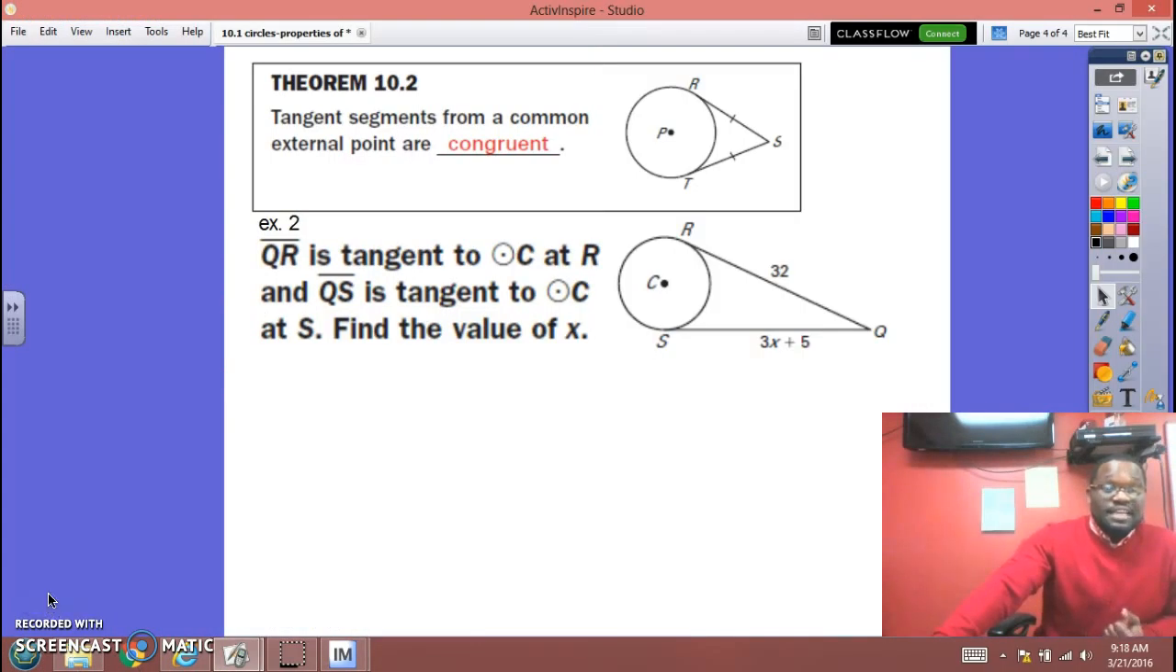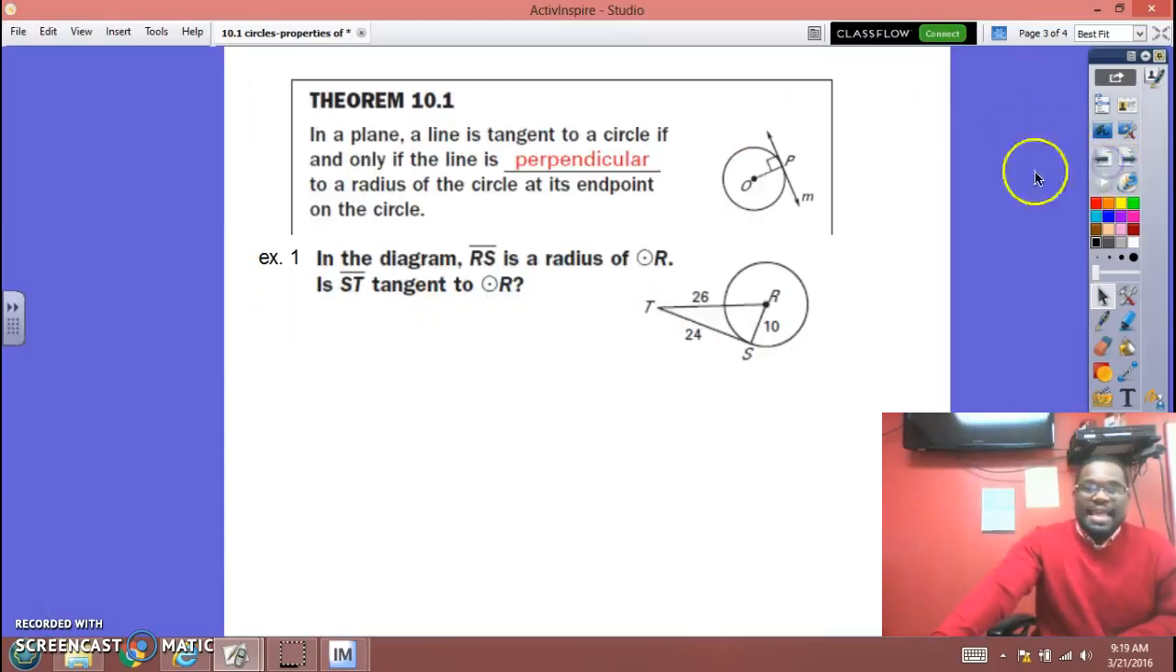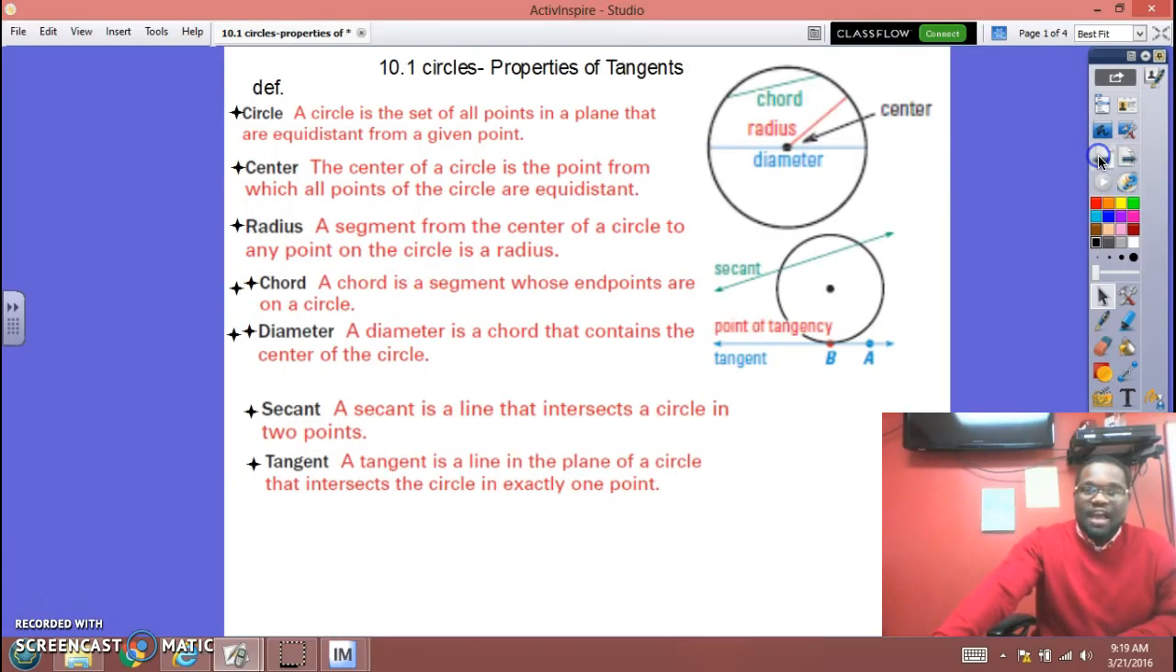Okay, so that's it for today. The two theorems are: tangents meeting at a common point are congruent, and a radius and a tangent meeting at the point of tangency makes a perpendicular intersection. Okay, and based on that, you have to know the tangent and stuff like that, what we've talked about here.